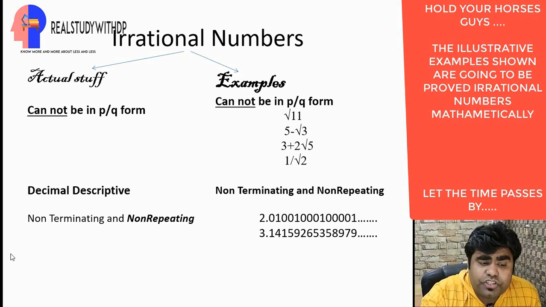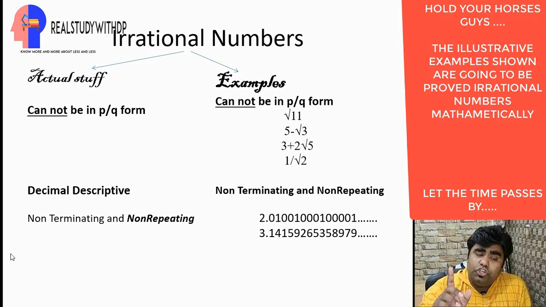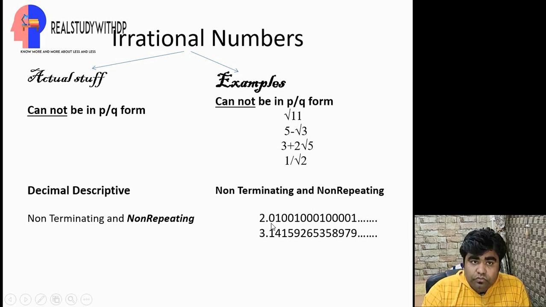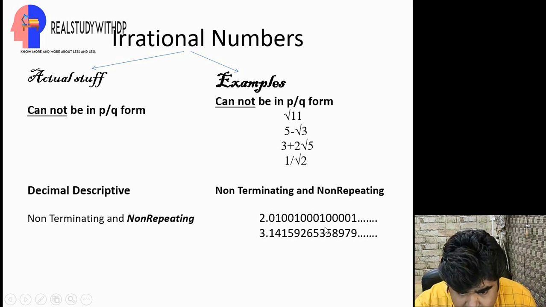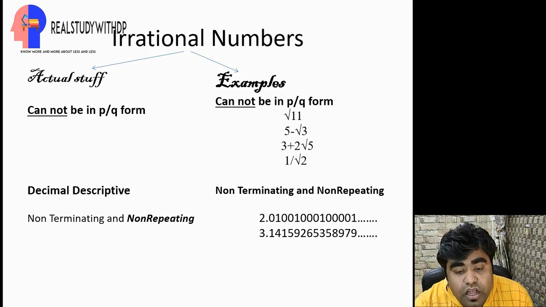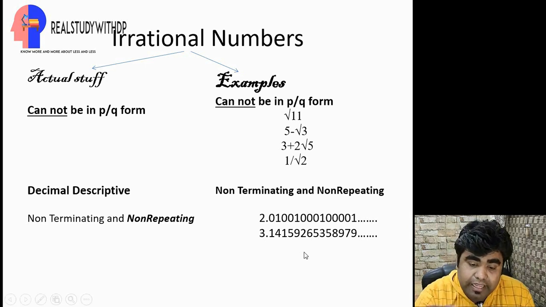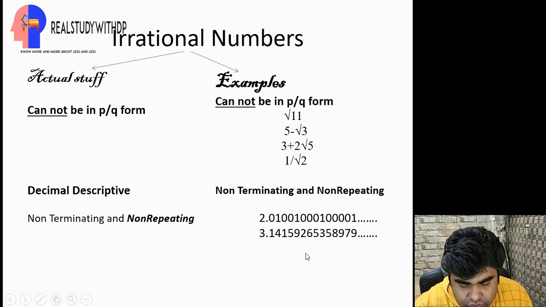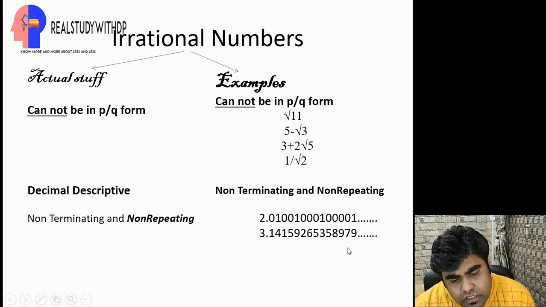As far as the decimal description is concerned, they are non-terminating. That means they are not going to end, but also they are not going to repeat. The digits are going to be different. All right. See, if we look here, it's 2.01001000100001, and we keep including more zeros before each 1. That means the repetition is not there. See, the zeros are adding up over here. Not exactly adding, we should rather call it including.